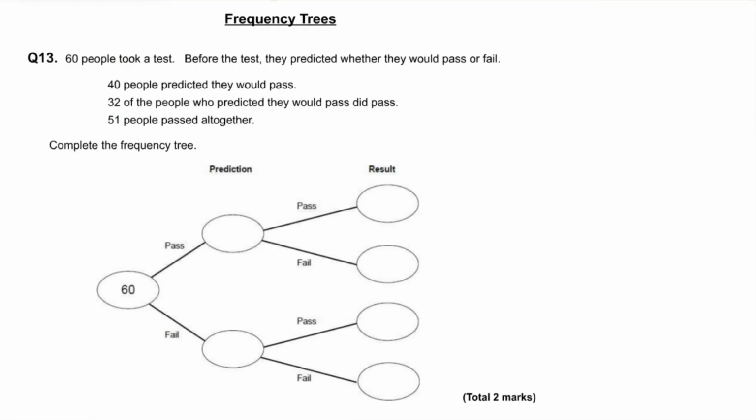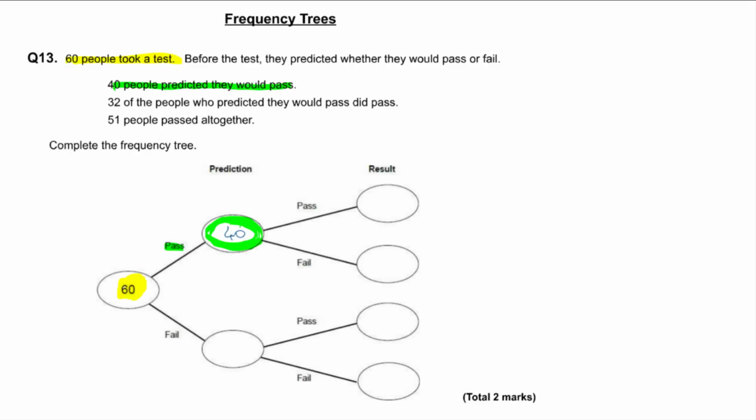Okay, next up we got frequency trees. Frequency trees are quite logical things really. You just need to read it through and kind of work them out as you go along. So 60 people took the test. So we can see this 60 people that they're talking about here. Before the test, they predicted whether they would pass or fail. So 40 people predicted they would pass. Now where is that on the diagram? So pass is here. So this is the 40 people here that predicted they would pass. So I can just write the number 40 in there because we know that from the question.